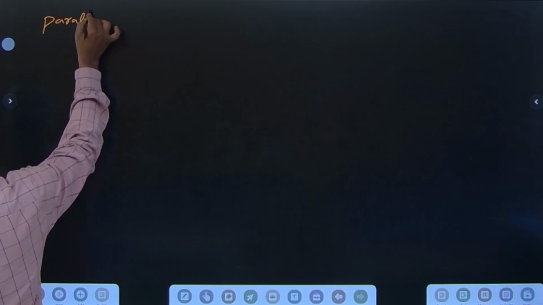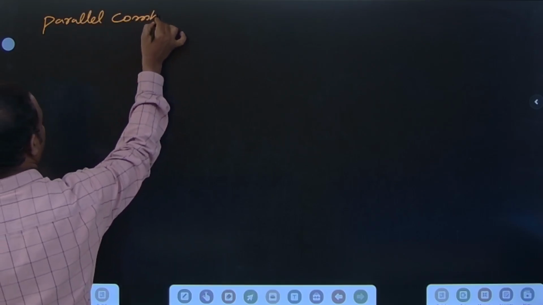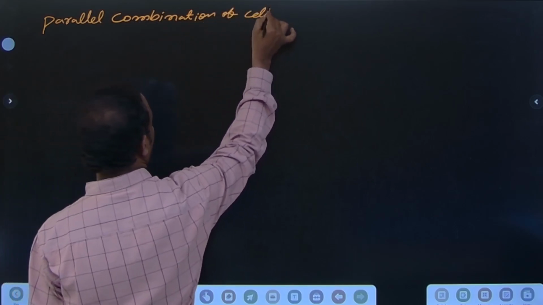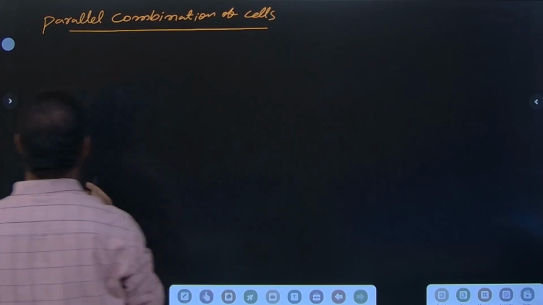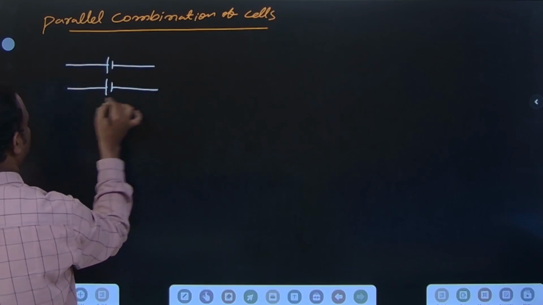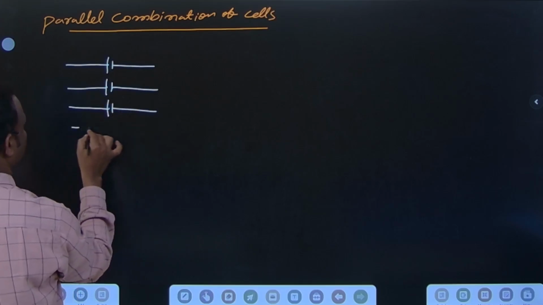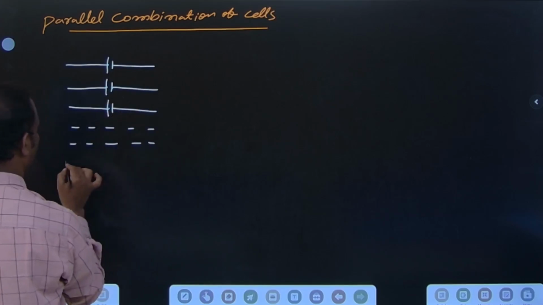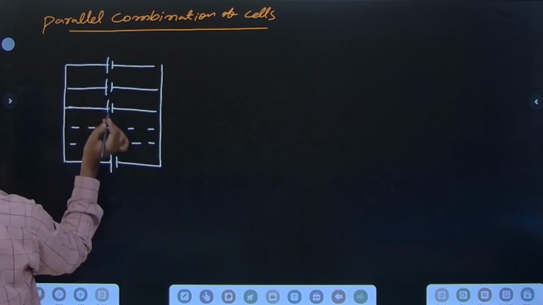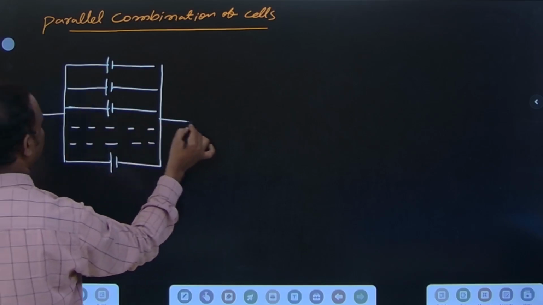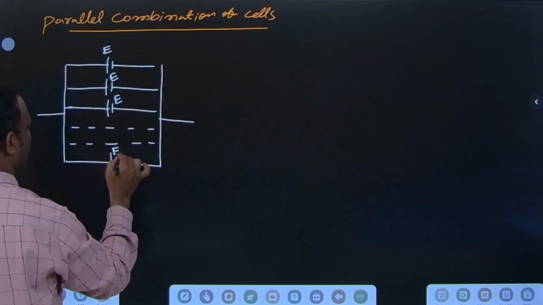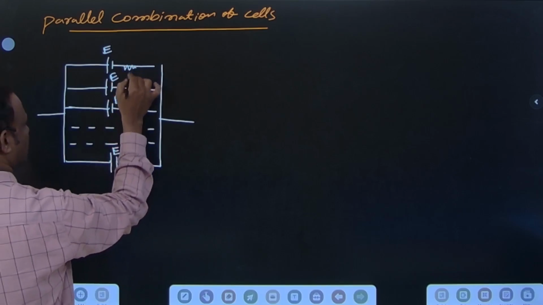Parallel combination of cells. So for the parallel combination of cells, these identical cells are taken in a parallel combination. So these are connected in parallel grouping of the cells. Here the EMF is E everywhere, and the internal resistance is r, it's inbuilt.